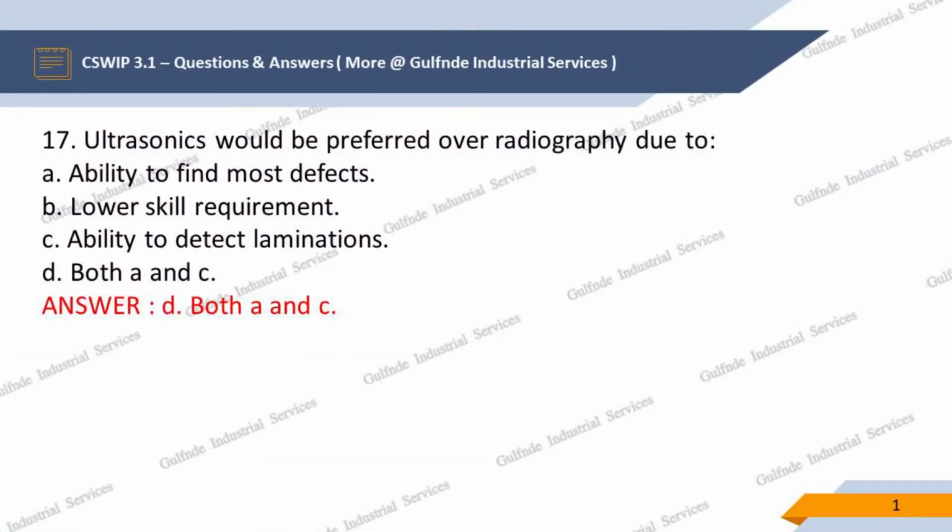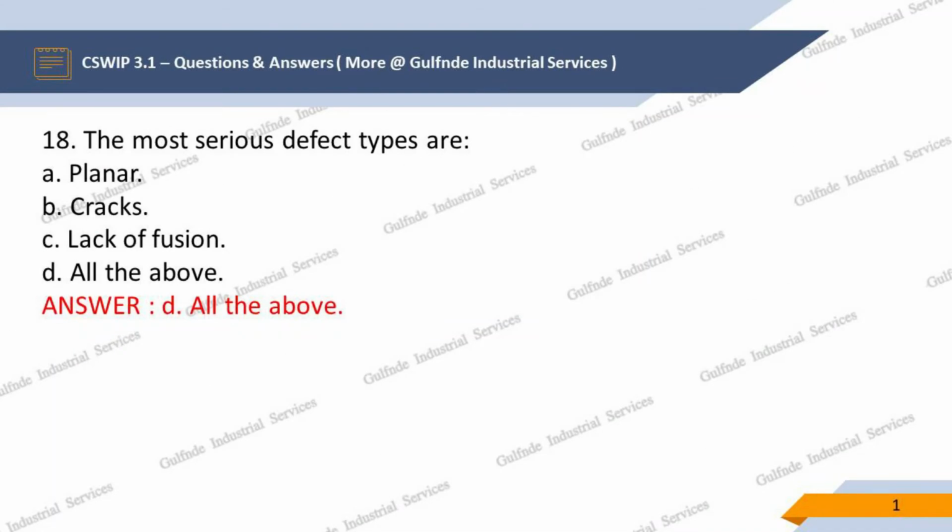Question 17. Ultrasonics would be preferred over radiography due to, options are: A. Ability to find most defects, B. Lower skill requirement, C. Ability to detect laminations, D. Both A and C. Our answer is D. Both A and C.